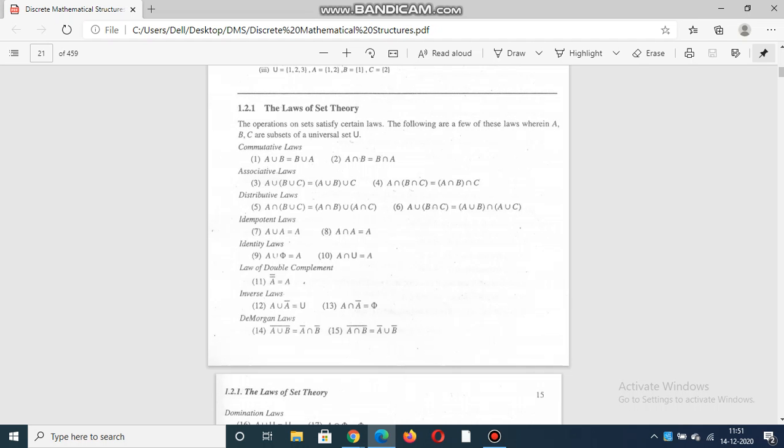Idempotent laws. A union A is equal to A, and A intersection A is equal to A. If the set A has the values {1, 2} and we combine it with the same elements once again, you get {1, 2} only, not {1, 2, 1, 2}. You get each only once. If you do A intersection A, definitely you are comparing the same elements with the same elements, so the values come out the same. There is no difference. A intersection A is equal to A only, because both copies of A have 1, 2.